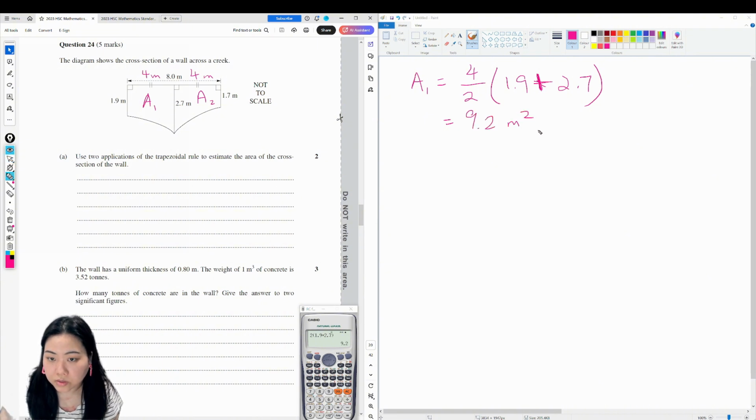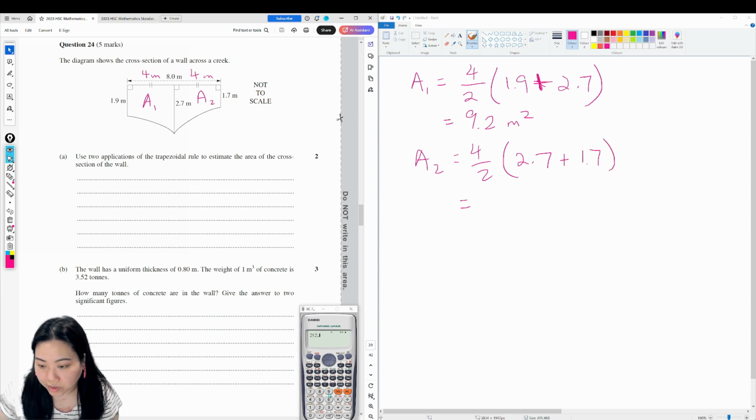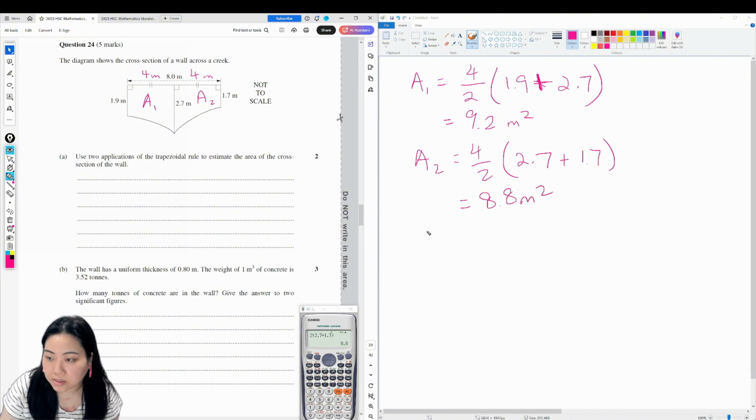9.2 meters squared. They're all meters. I forgot to check. Yes, everything is in meters. Very good. Area 2, and we do it again. Half of the height plus 2.7 times 2.7 plus 1.7. 8.8 square meters. The total area, A1 plus A2, is going to equal 9.2 plus 8.8, which is 18 square meters.